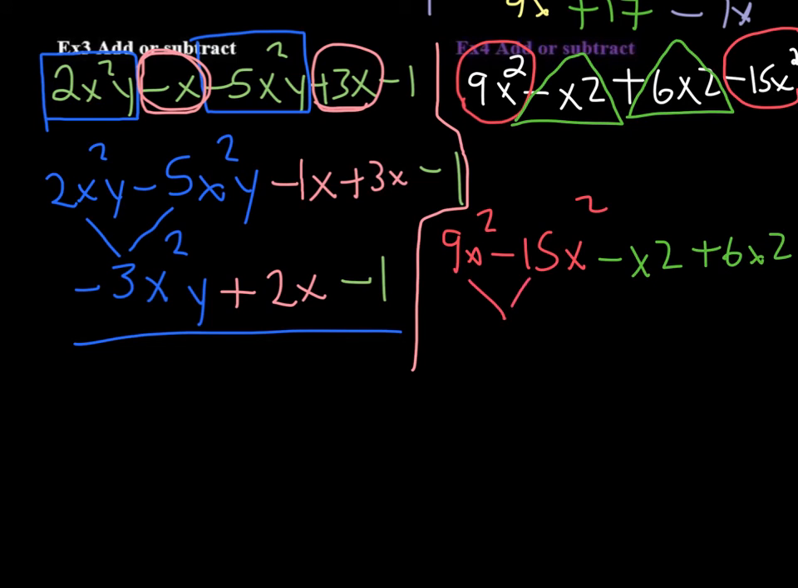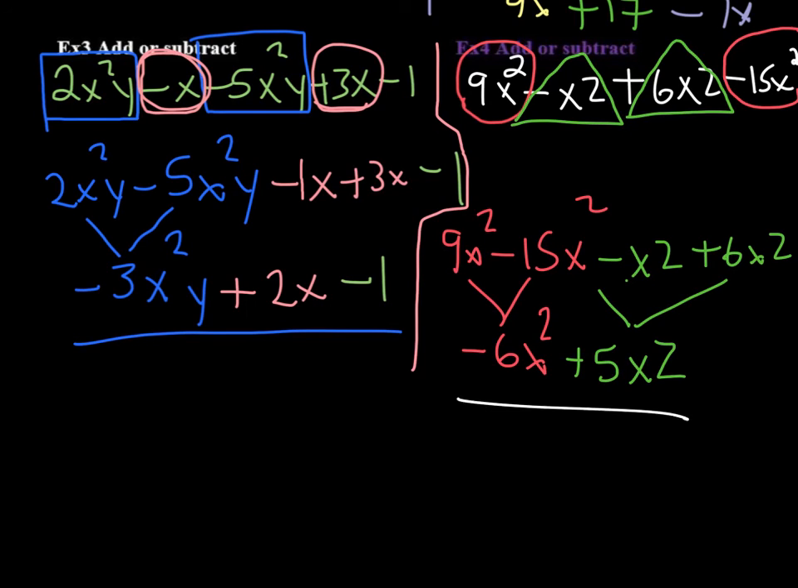If we combine these like terms, 9x squared minus 15x squared will give us a negative 6x squared. And negative 1xz plus 6xz will give us a positive 5xz. So as you look at this, we don't have any more like terms to combine, and this is your answer, and you're done.